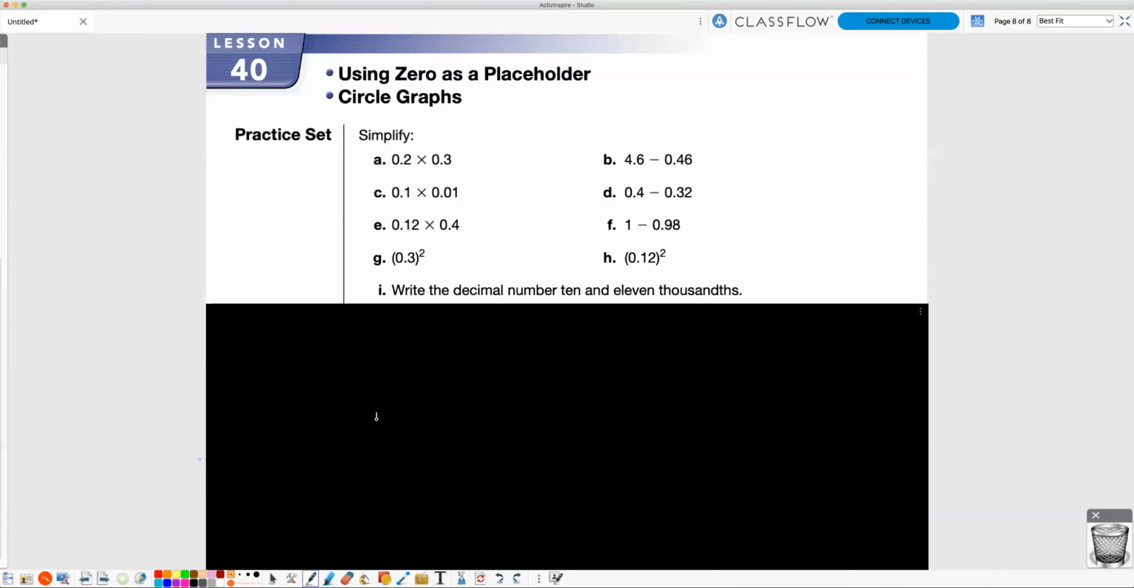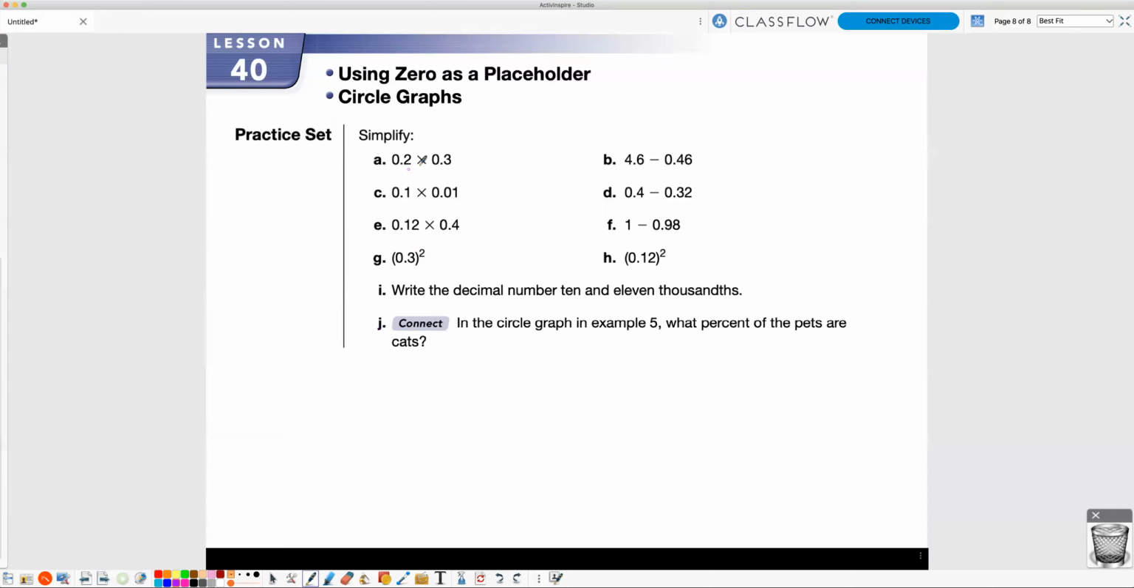Let's try some of these problems. Let's do letter A, 2/10 times 3/10. For this one, you should have recognized that 2 times 3 is 6. And then you could count the place value that you need to move to the left from that position. You'd have to have it over 2 places. That'd be 6/100ths.